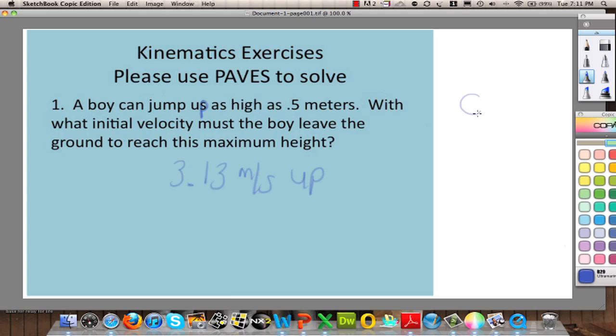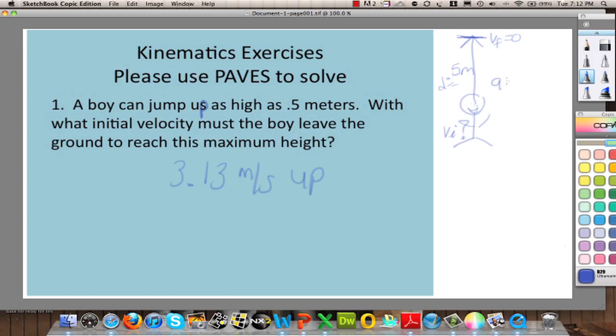So I'm going to draw my picture. Here's my boy. He's jumping up. Oh, we'll make him smile a little bit there. There you go. He's going to jump up, and he can only go as high as 0.5 meters. So there's my picture, my axis up. At the very top here, he can't go any higher. The final velocity there is 0. There's my distance here. I want to know with what upward velocity, VI.